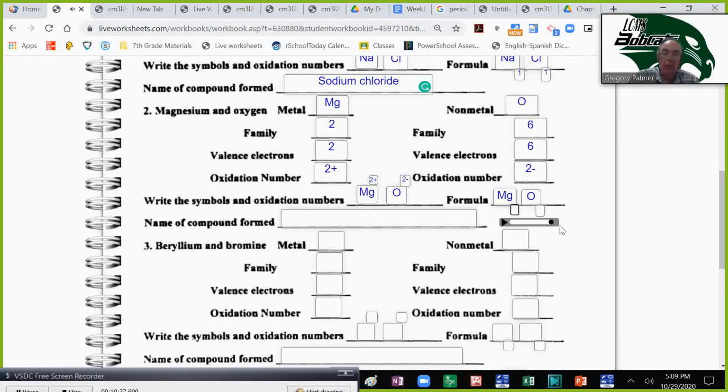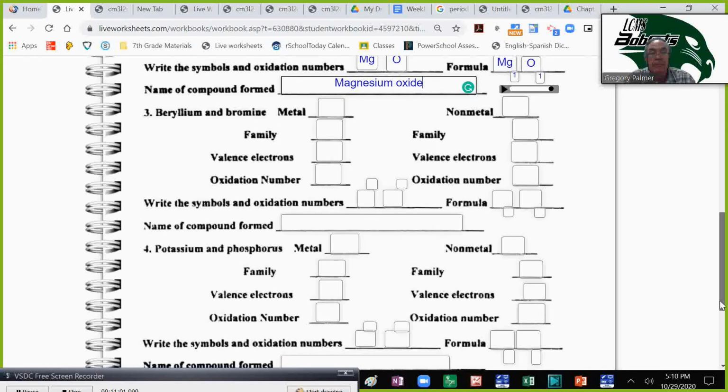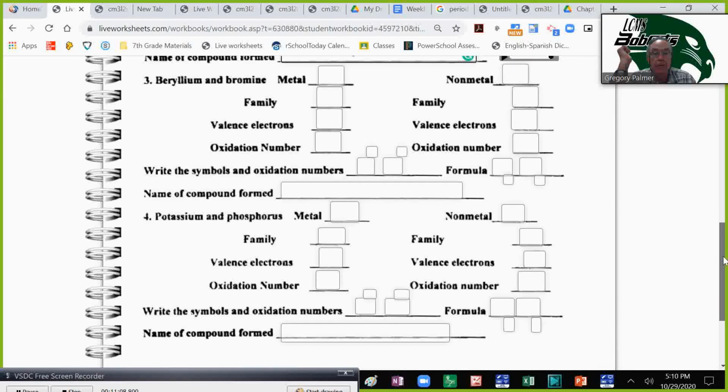Okay, so we're going to do that. We're going to simplify to 1. It takes 1 plus 2 to cancel 1 negative 2. And the name of our compound is going to be magnesium. And then we put IDE, oxide, magnesium oxide, which is just basically magnesium rust. It actually is kind of a white substance. It's what they use in a lot of suntan oil.